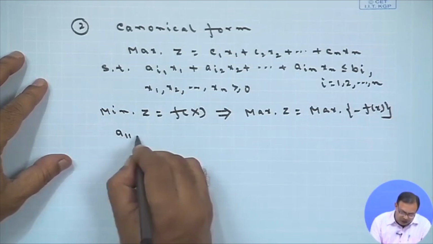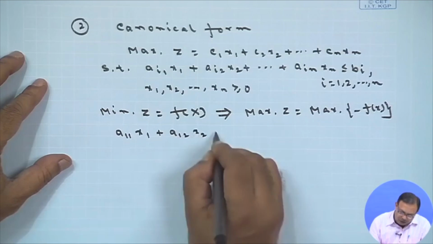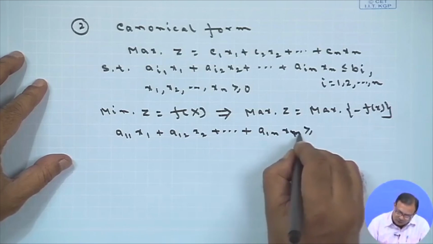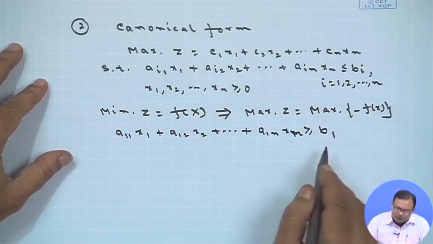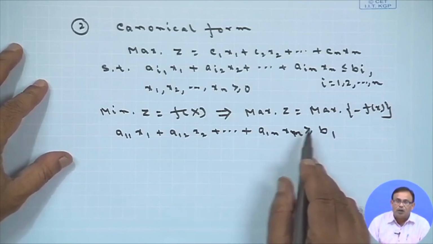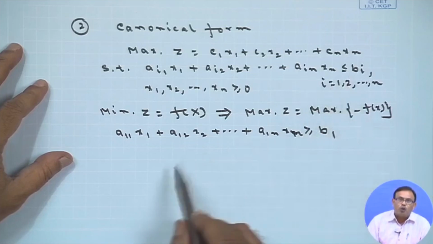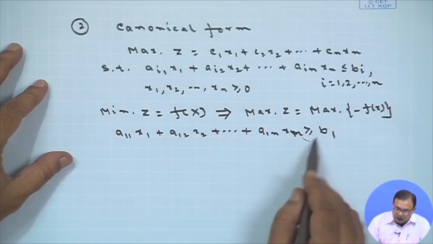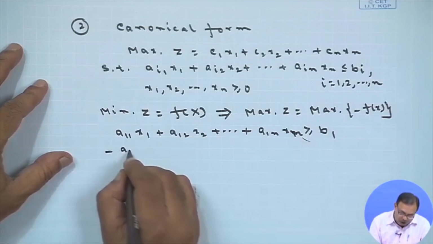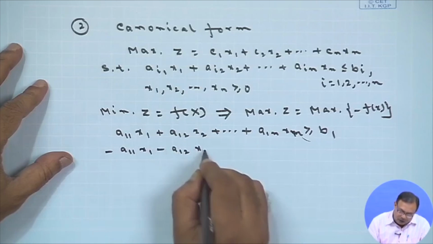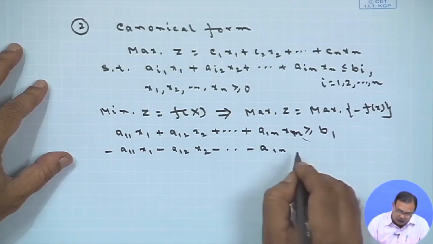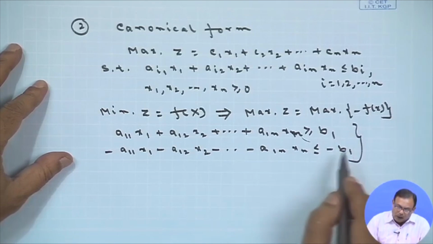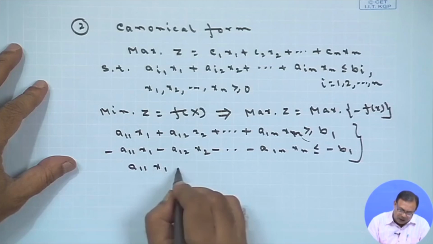Now, I may have a constraint like a11 x1 plus a12 x2 and so on, plus a1n xn, greater than equals, say, b1. In this case, this is greater than equals, but I have to change it into less than equals. As we know from normal algebra, if I multiply both sides by a negative sign, the greater than equals is converted into less than equals. So, I will write: minus a11 x1 minus a12 x2 and so on, minus a1n xn, is less than equals minus b1.